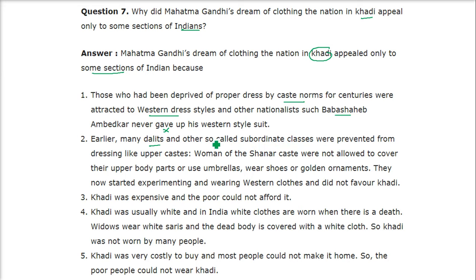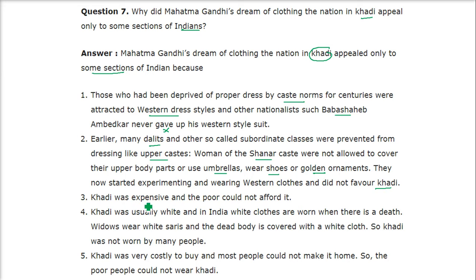Earlier, many Dalits and all lower classes were prevented from dressing like the upper castes. For example, women of the Shanar caste were not allowed to cover their upper body, or even use umbrellas, wear shoes or golden ornaments. They were stopped from this. So they now started experimenting and wearing Western clothes and did not favor khadi.